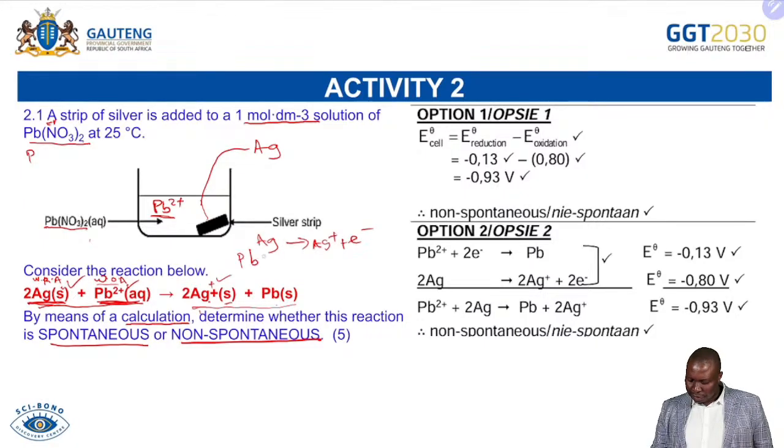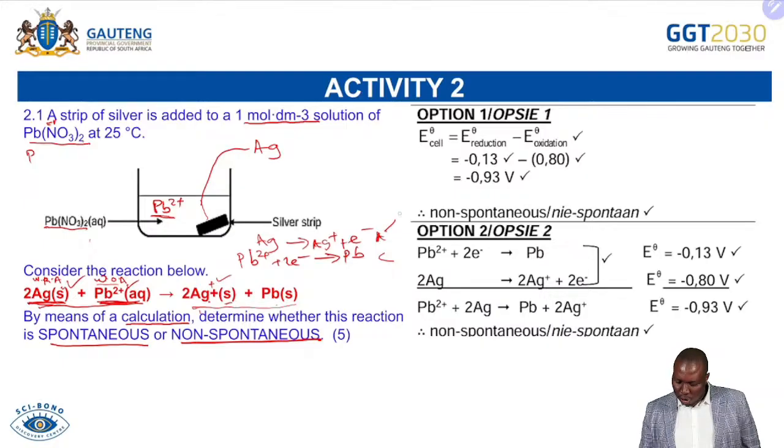Pb2+ is gaining 2 electrons to become Pb. That is what we are given. And you know loss of electrons is at the anode. Gaining of electrons is at the cathode. So at the anode, the reaction is called oxidation. At the cathode, the reaction is called reduction.